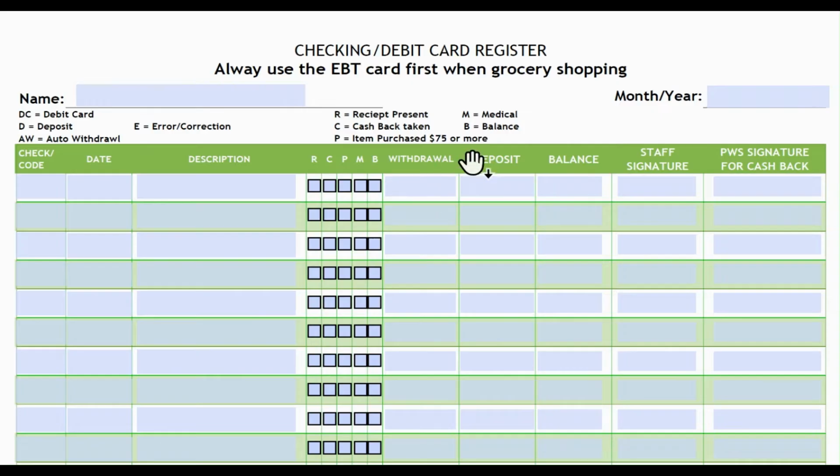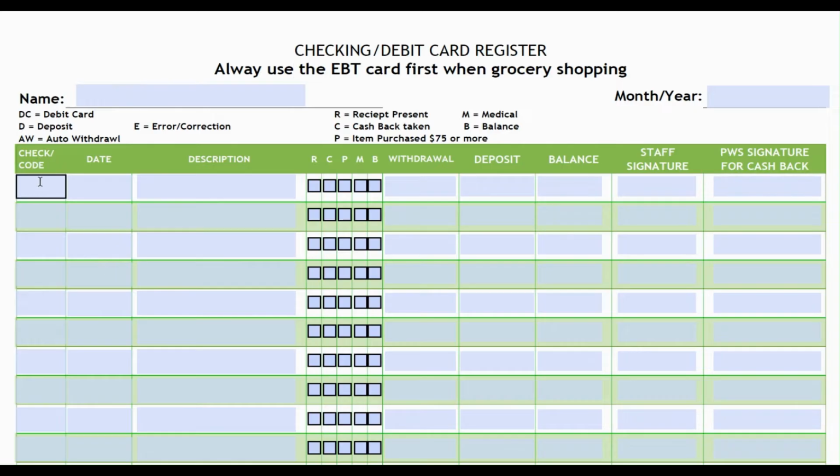You've got a column for withdrawals, a column for deposits, and then the balance. And this balance has to always be filled in. It cannot be blank. This line is for staff to sign if you were the person that supported them with the transaction. And then if there's any transactions that have cash back, the person has to sign this column that indicates they're verifying and confirming that yes, you took out this cash and that it is in their possession.